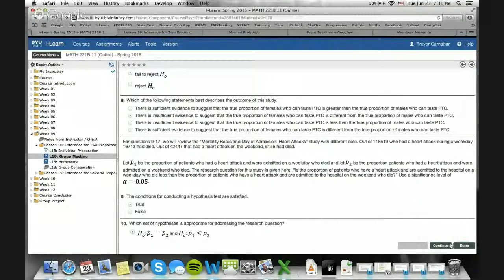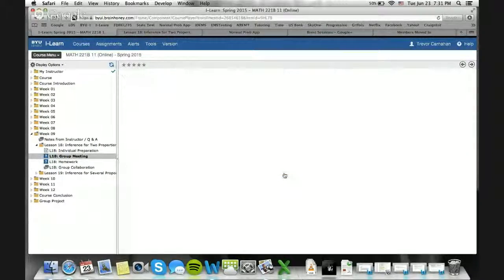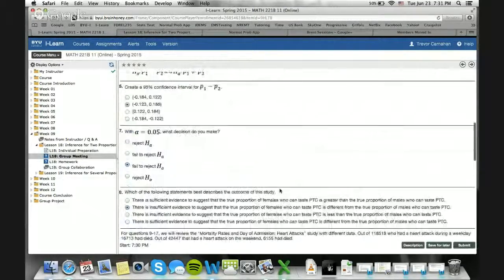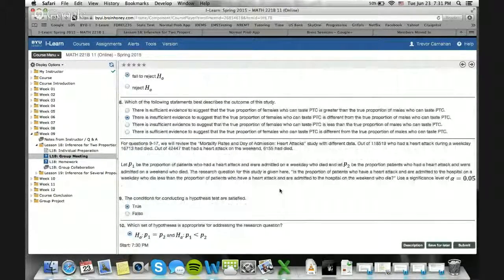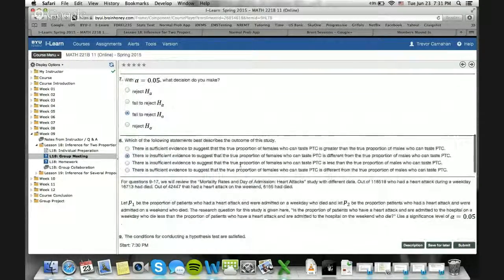For 8, it would be there is insufficient evidence to suggest that the true proportion of females who can taste PTC is different from the true proportion of males who can taste PTC. And that just goes along with our answer for number 7.